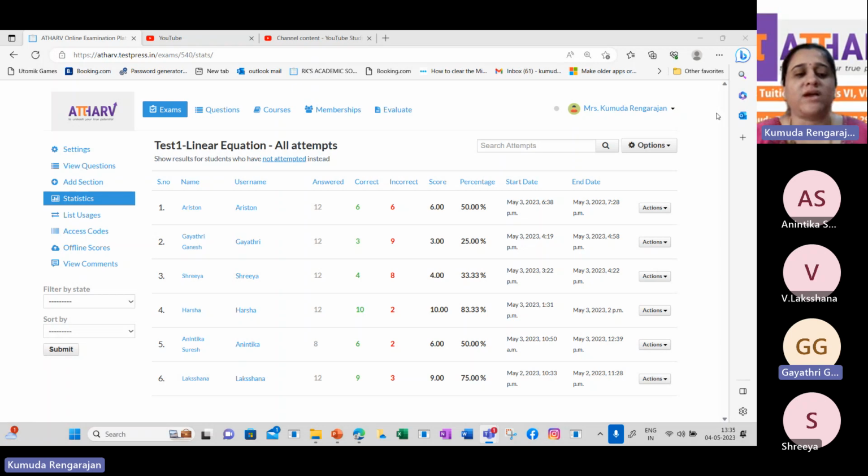And for Gayatri and Anantika, the exam will be available till tomorrow, 9 o'clock. Then I'll end it. So you have to finish it by tomorrow. Okay, ma'am, I'll finish it today itself. Okay, fine.